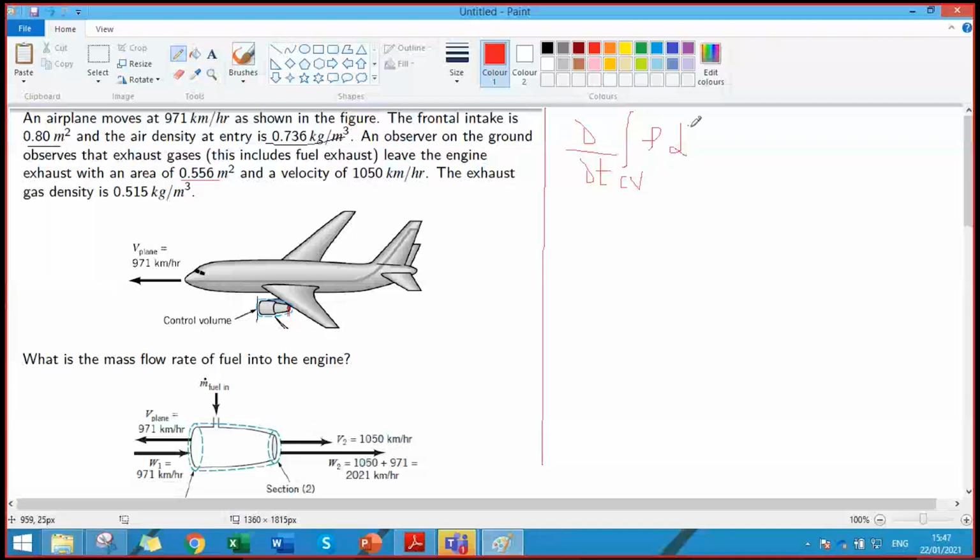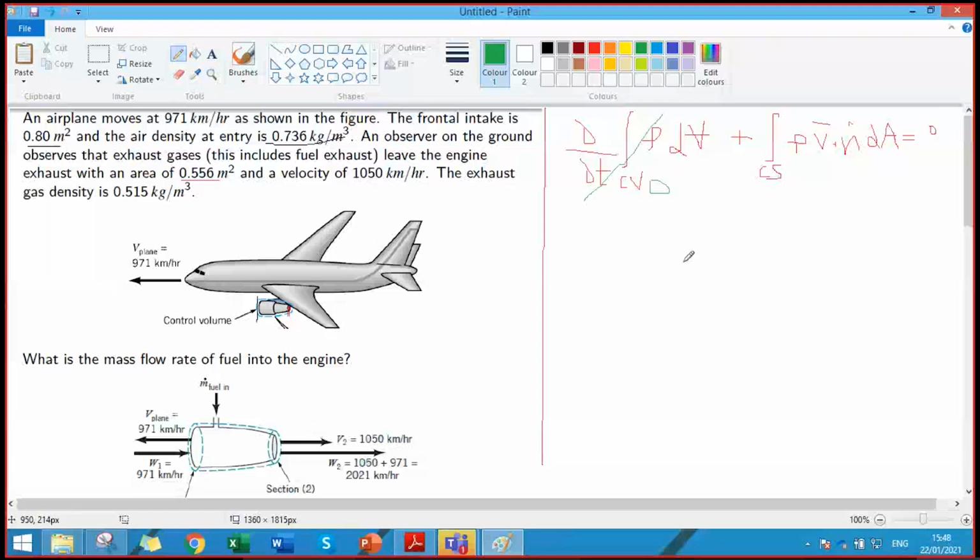plus the integral over the control surface of rho V dot dA equals 0. Since it's a steady state process, it is happening continually. There is no change in properties with respect to time, so we can mark this first part as 0 because it considers the unsteady state effects only.